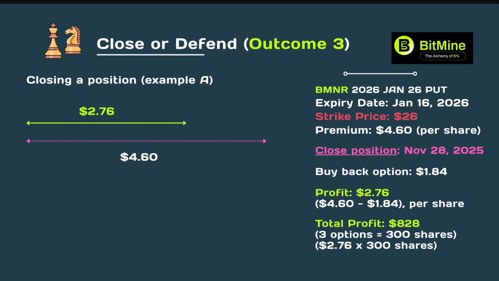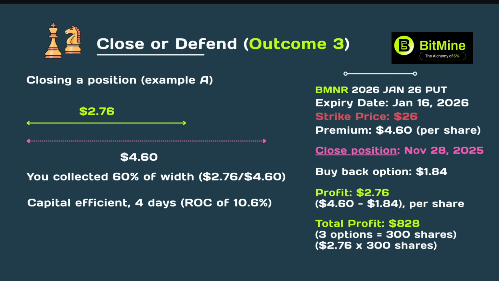So to tie this together and point out a few other things, you'll notice that we were able to collect roughly 60% of the width of the premium of $4.60 when we initially sold the option. To close it, that gave us a profit of $276, and that's about 60% of the width. In your mind, you're thinking about this over here: what happens if I held the option to the end and it expired and I collected the full $4.60?